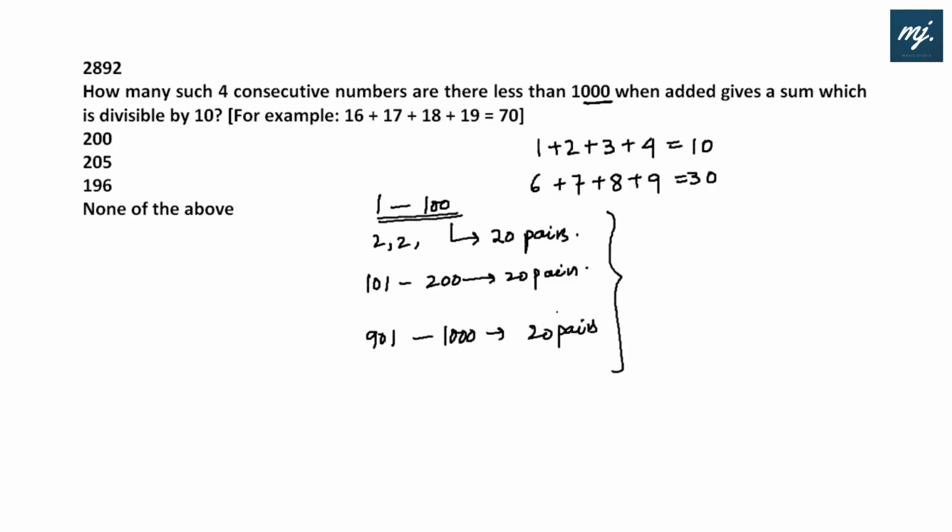20 sets means 20 of those 4 consecutive numbers. Here a set means not 2 numbers, but 4 numbers. So how many such 4 consecutive numbers are there? 20, 20, 20, 20. How many times have we taken it? 10 times. So 20 into 10, that is 200 such groups of 4 consecutive numbers, which when added up are divisible by 10. Option A fits in.